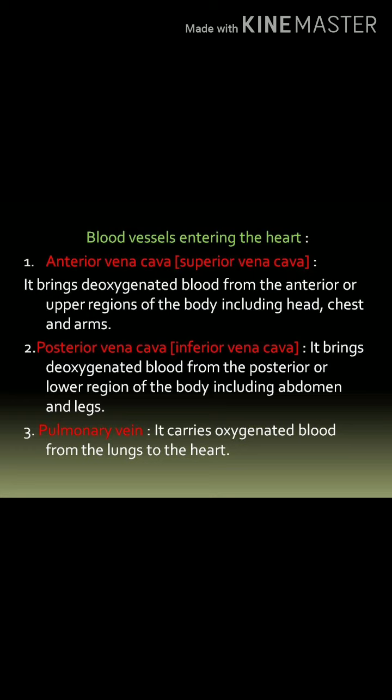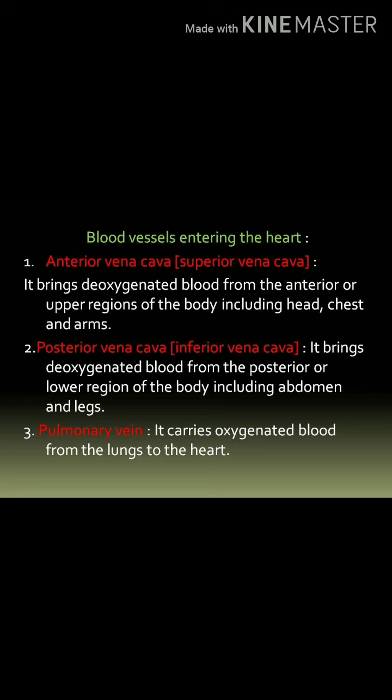It is also called a superior vena cava or precaval. It brings deoxygenated blood from the anterior or upper regions of the body, including head, chest and arms. Your anterior vena cava receives the deoxygenated blood from the head region, chest region, and arms region. Then it pumps that deoxygenated blood into the right atrium or right auricle.